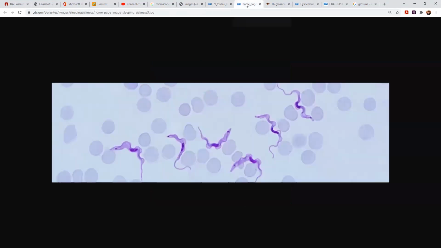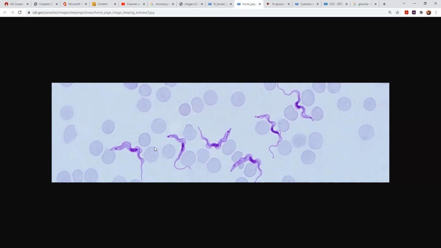The next one we're going to look at here is a blood smear. All of these circular structures you see here are blood cells. And then you see these little wiggly structures here. This is Trypanosoma brucei, the causative agent of African sleeping sickness. There is a similar species of trypanosoma called Trypanosoma cruzi, which causes Chagas disease, and they look almost identical to one another.